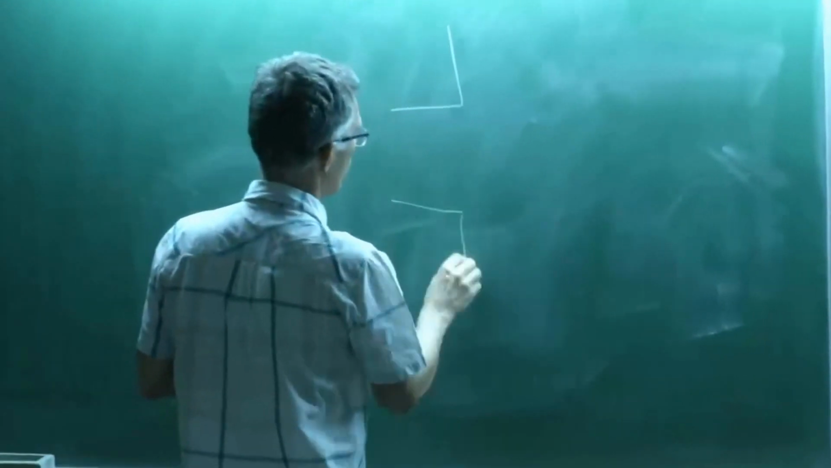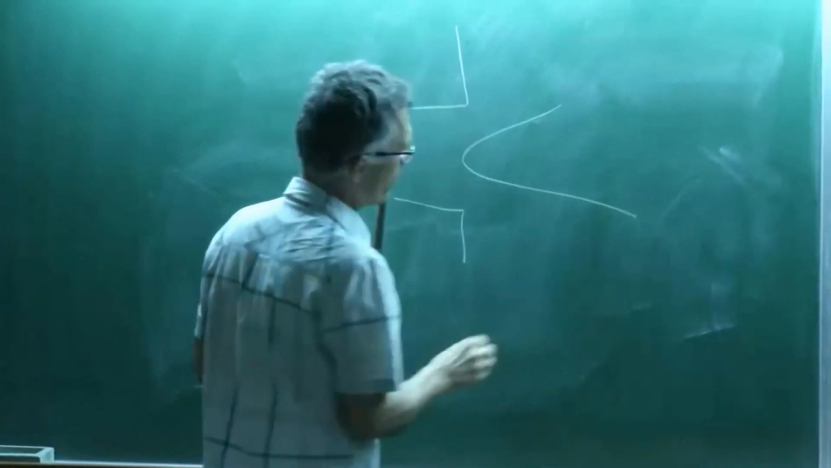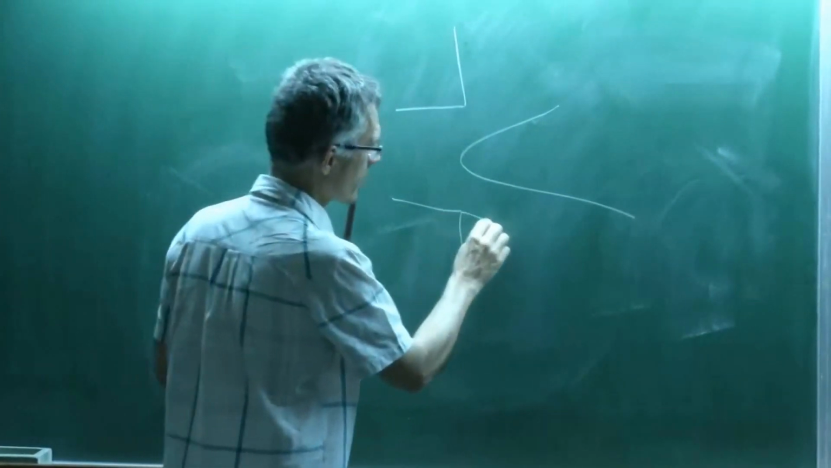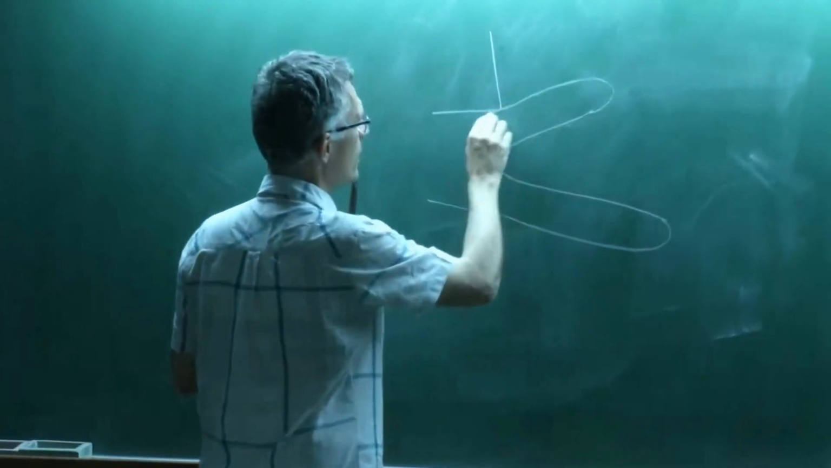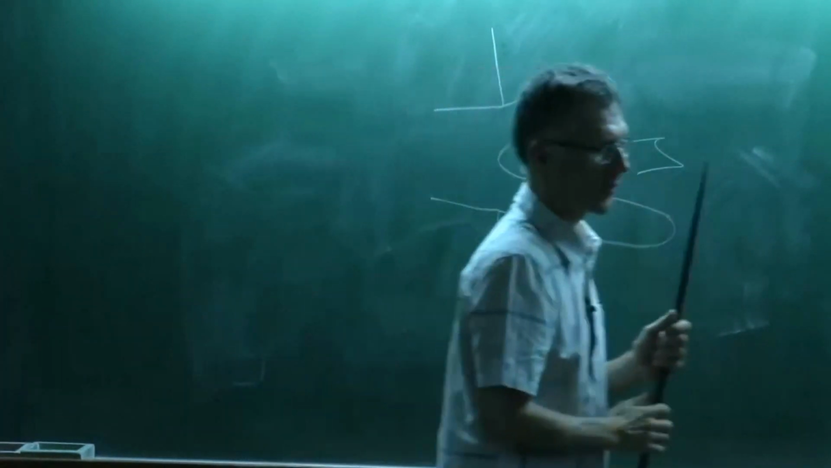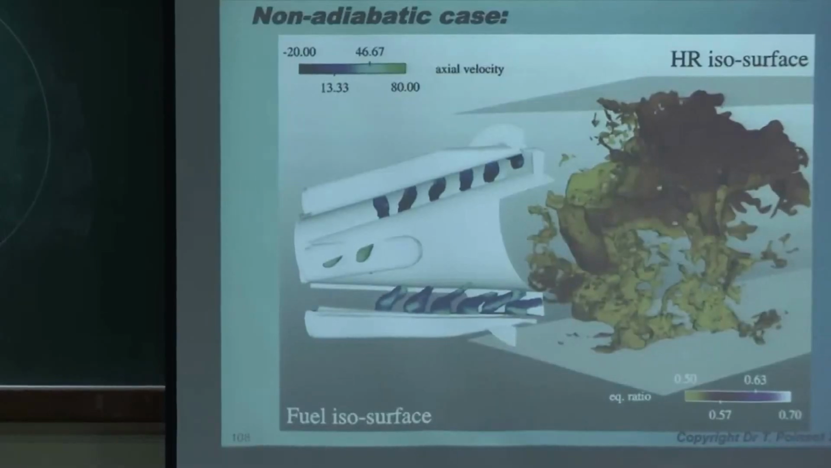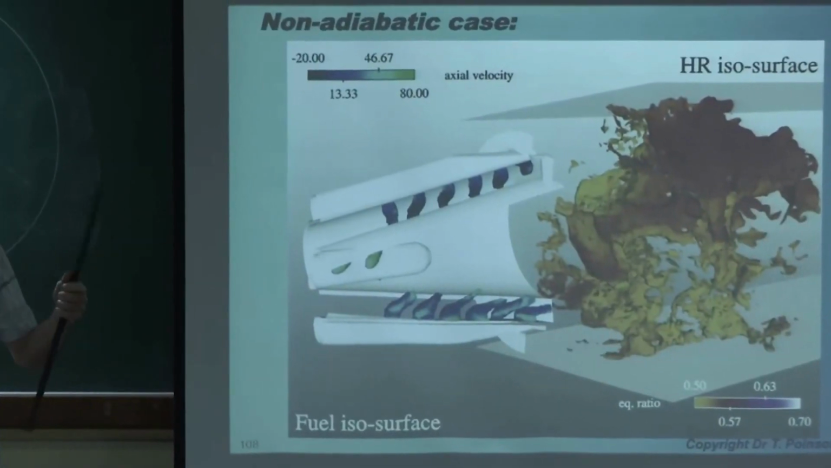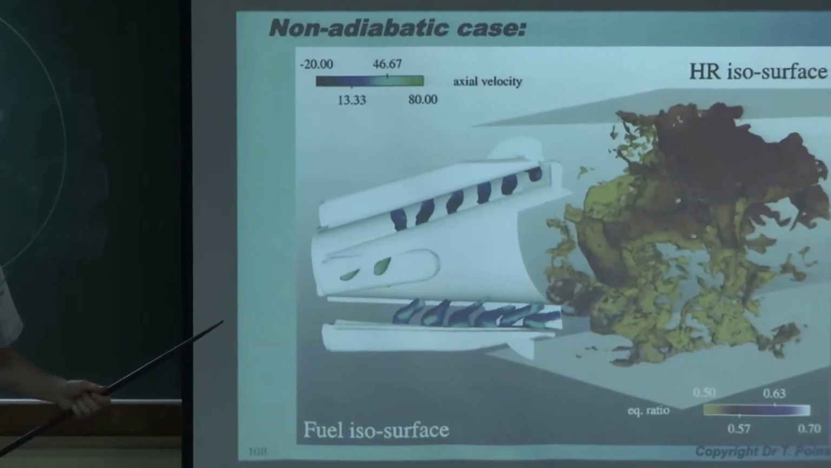If this is the injection here, now you have a V flame, and if you are adiabatic, the flame can come back here, and it becomes an M flame, okay? It's an M like this. So as soon as you add cooling, you go from M to V, and that's something actually which has been observed many times now in experiments.